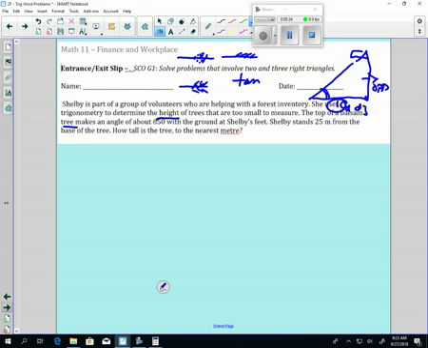Anyway, getting back to our question, the top of the balsam tree makes an angle of 65 degrees. That's not, should be 650. It should be 65. That's a typo.